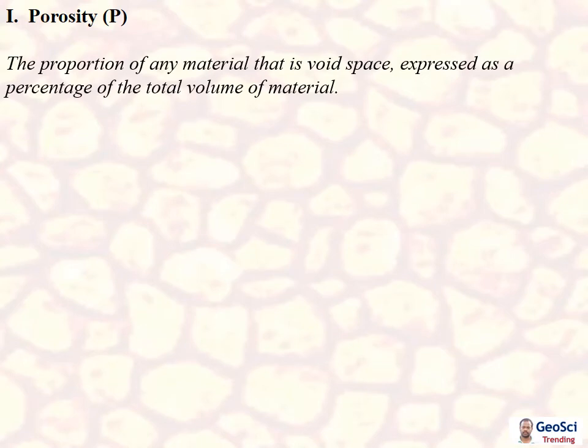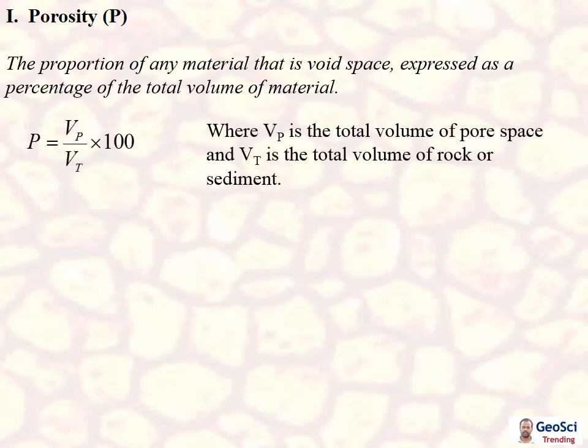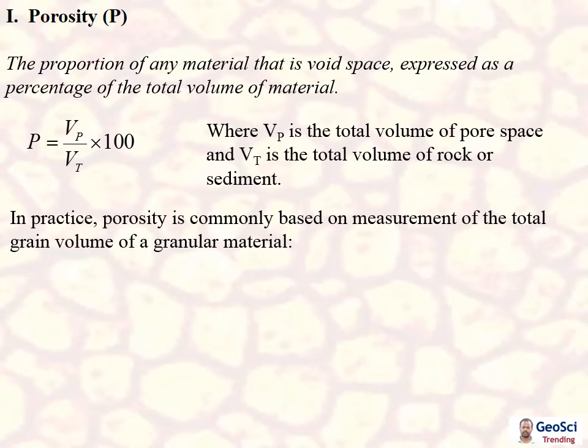Porosity, the proportion of any material that is void space, is expressed as a percentage of the total volume of material. P equal to Vp by Vt into 100, where Vp is the total volume of pore space and Vt is the total volume of rock or sediment. In practice, the porosity is commonly based on measurements of total grain volume of granular material. The porosity is a broad measure of the storage capacity of an aquifer.